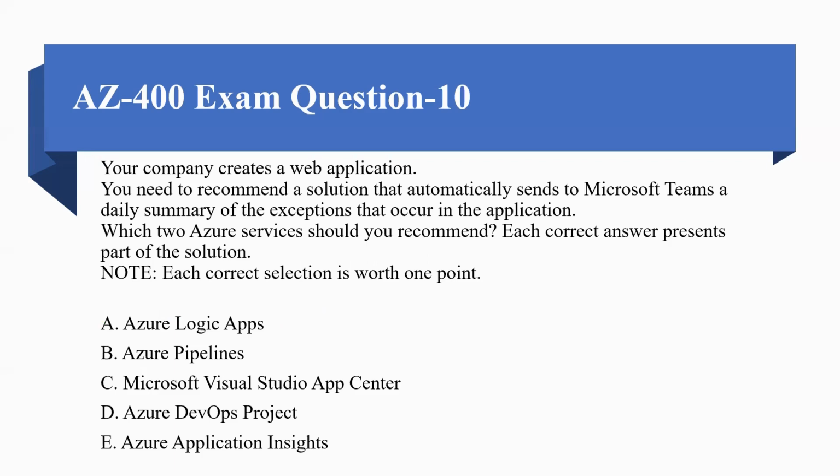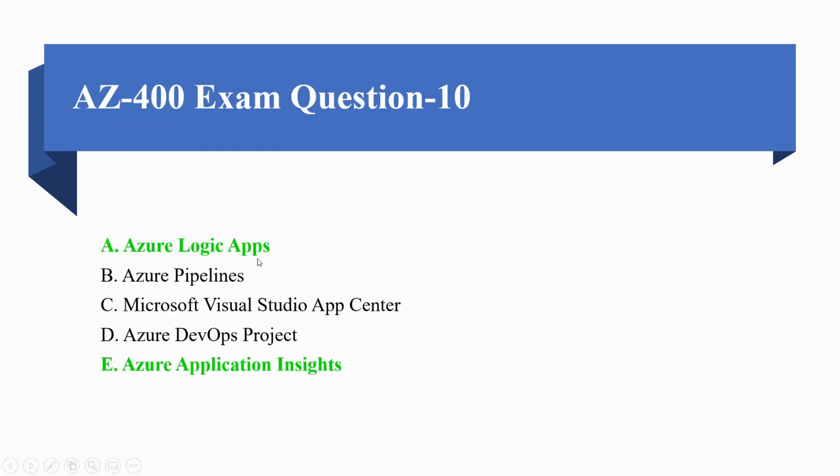Moving towards the next question, your company creates a web application. You need to recommend a solution that automatically sends to Microsoft Teams a daily summary of exceptions that occur in the application. Which two Azure services should you recommend? Options are option A, Azure Logic Apps. Option B, Azure Pipelines. Option C, Microsoft Visual Studio App Center. Option D, Azure DevOps. And option E, Azure Application Insights. And the correct options would be option A, Azure Logic Apps, and option E, Azure Application Insights.